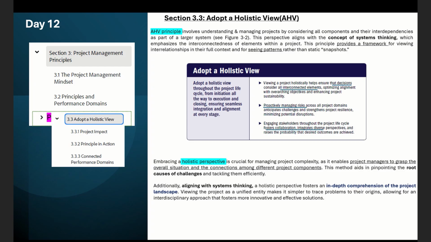The most important thing here is that adopting a holistic view applies through the product life cycle, from the initiation all the way through execution and closing, ensuring seamless integration and alignment at every stage. What does it mean? It means that by adopting a holistic vision, you can take all the information in order to connect all the components that we have in the project.